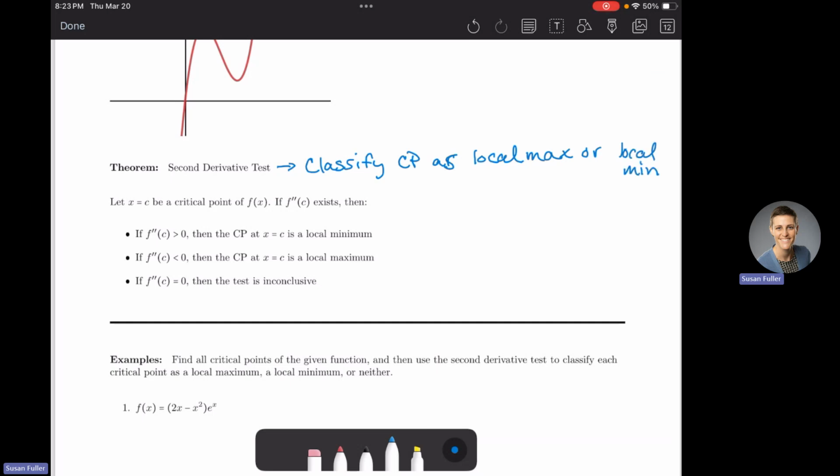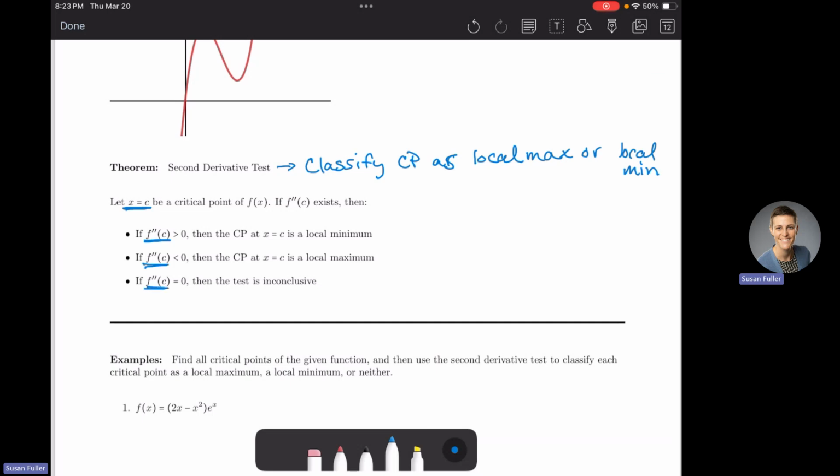So first derivative test and the second derivative test actually do the same thing. They classify critical points as maxes or mins, but they do it differently. So the second derivative test uses your critical points. So the first thing that you need to do is find your critical points. And then you're going to plug your critical points into your second derivative, right? So x equals c is your critical point, and you're going to plug it directly into your second derivative.